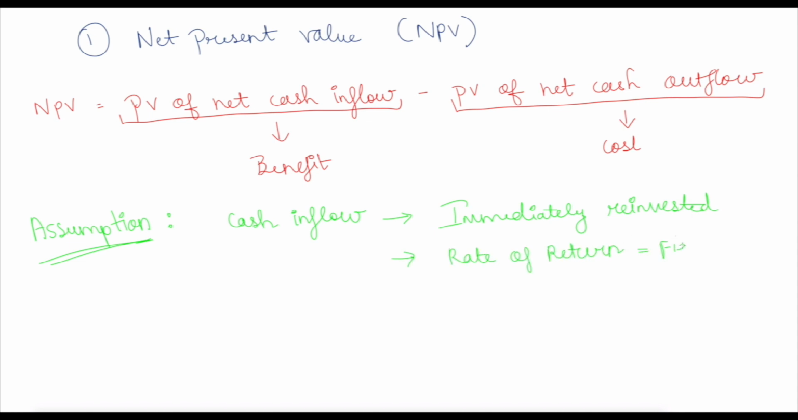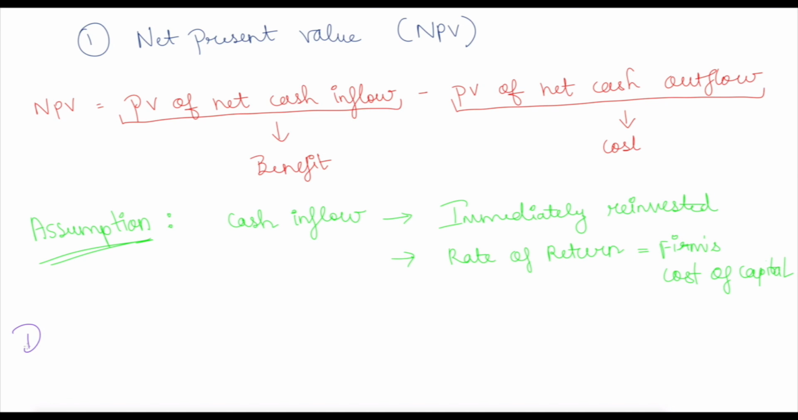What it is? It is immediately reinvested. I am just getting rupees 50,000. What I am going to do is invest that 50,000 at the cost of capital rate itself. That is, if the cost of capital is taken to be 10%, then again I am going to invest it at the rate of interest, what? At 10%. So that is the assumption here. So rate of return is equal to firm's cost of capital.